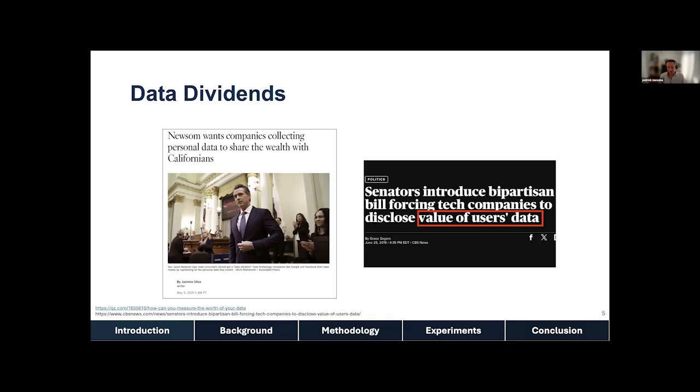And unfortunately, these ideas didn't go very far. The bill didn't pass, and the main reason why is because valuing data is very complicated, and even more complicated since we have started this era of AI or machine learning.